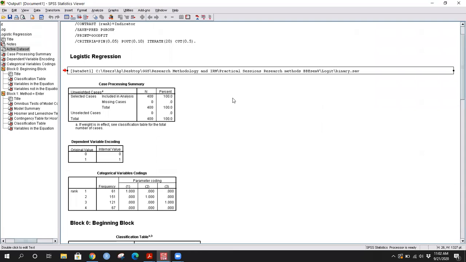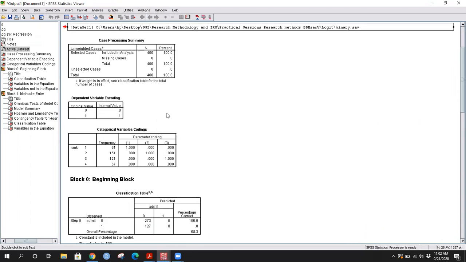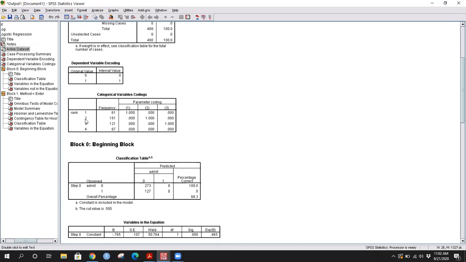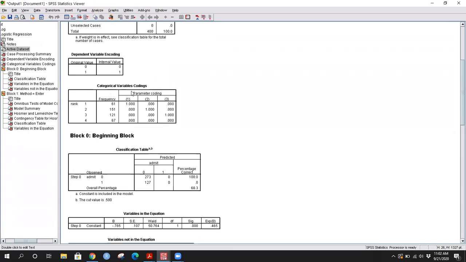So starting with the case processing summary, we see that in total, I have 400 cases. So the data is on 400 students. I have no missing values. Perfect. Dependent variable coding means originally and internally, data is coded as 1 and 0. Fine. Then we'll look at the categorical variables coding.